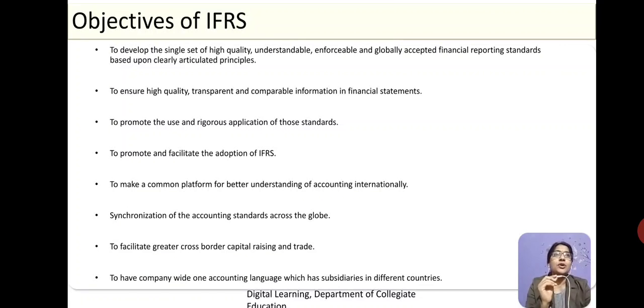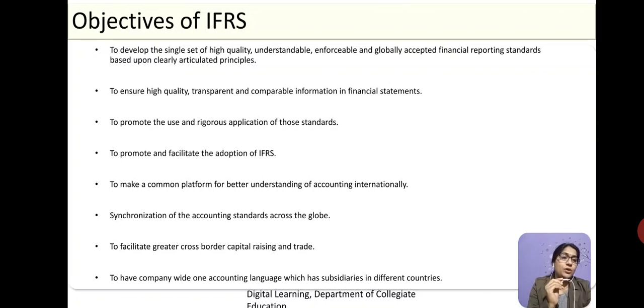Like as I said, if you're summing up, like you have branches in 10 different countries and you want to see what is the total profit that you have got from all these 10 different countries. So if you have followed one standard in all these 10 countries, then it is easy for you to compile and find out whether you have made profit or loss, isn't it? And also, it is the objective of IFRS to facilitate greater cross border transactions, maybe for raising funds, for investment, for trading, for reporting. So, for all these purposes, we need IFRS.